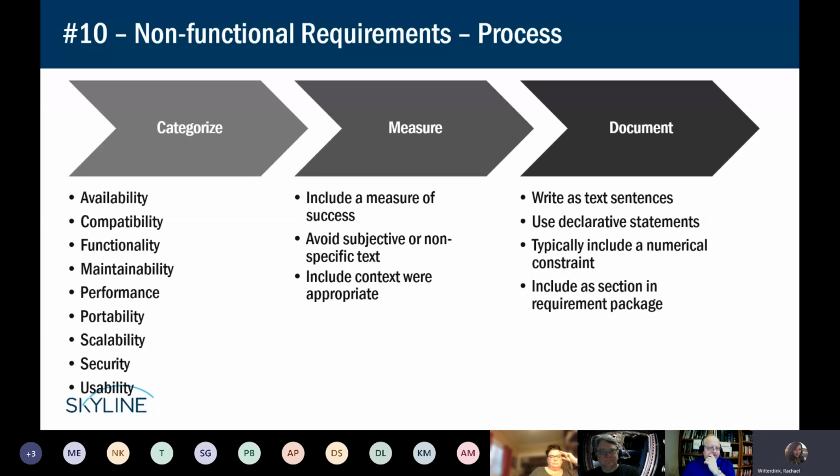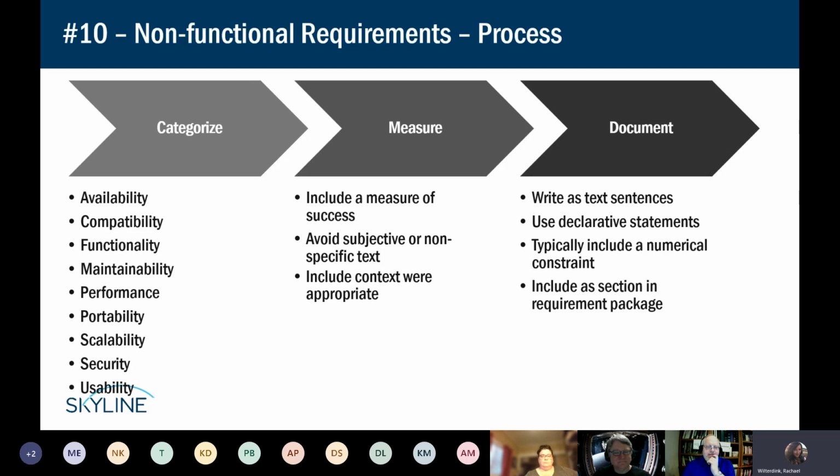All right, so the list on the left is some of the most common ones. My clue whenever I see ility at the end of a word is that that's probably a non-functional requirement. They don't all end in that way, like performance, obviously, but availability, compatibility, functionality. No, that shouldn't be on this list. Never mind. Scratch that. I don't know how that ended up on here. Maintainability, etc. So I'll just go through these quickly so you can understand what each of them entails.